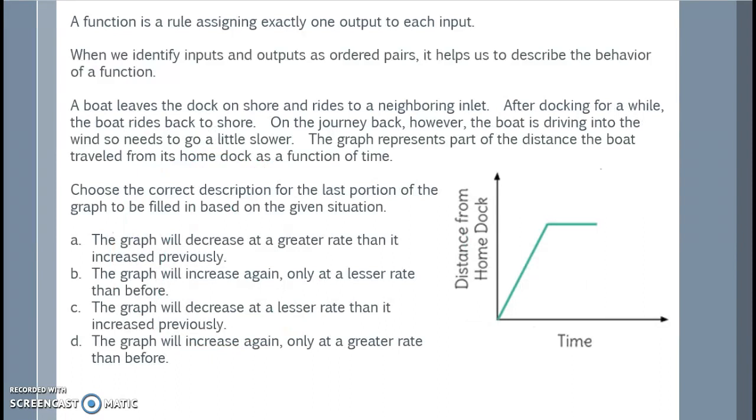A boat leaves the dock on shore and rides to a neighboring inlet. After docking for a while, the boat rides back to shore. On the journey back, however, the boat is driving into the wind, so it needs to go a little slower. The graph represents a part of the distance the boat has traveled from its home dock as a function of time. Choose the correct description for the last portion of the graph to be filled in based on the given situation. Pause the video and take a gander.